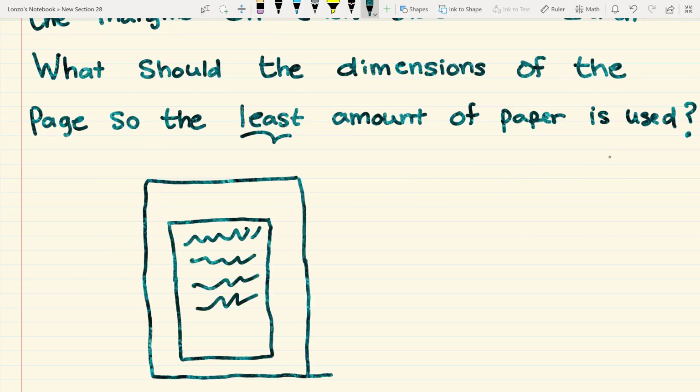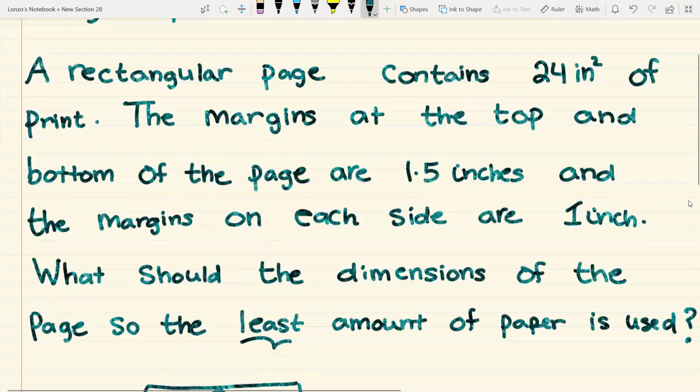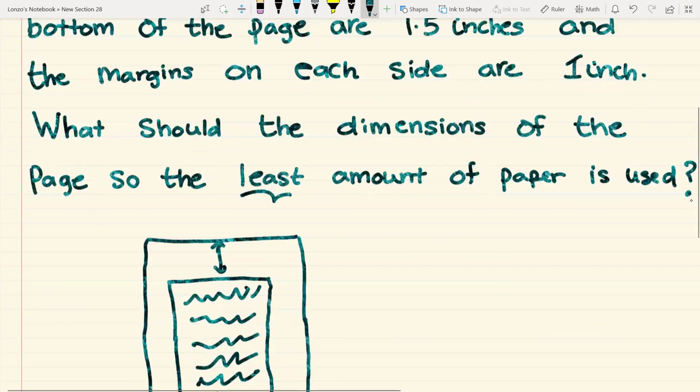And then on the paper, there are some places where it does not have writing, which is called the margins. So on the top margin right here, this little space, they said it's exactly, let's say, 1.5 inches. So the top margin has a space of 1.5 inches.